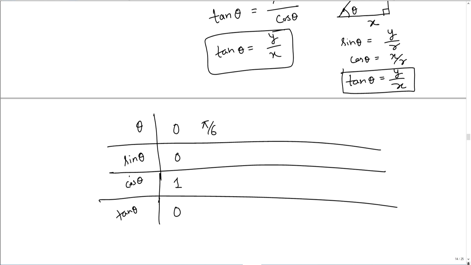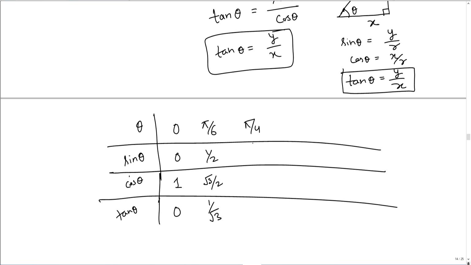So at pi by 6, sine theta would be 1 by 2, and cos theta would be root 3 by 2. That means tan theta would be 1 by root 3.